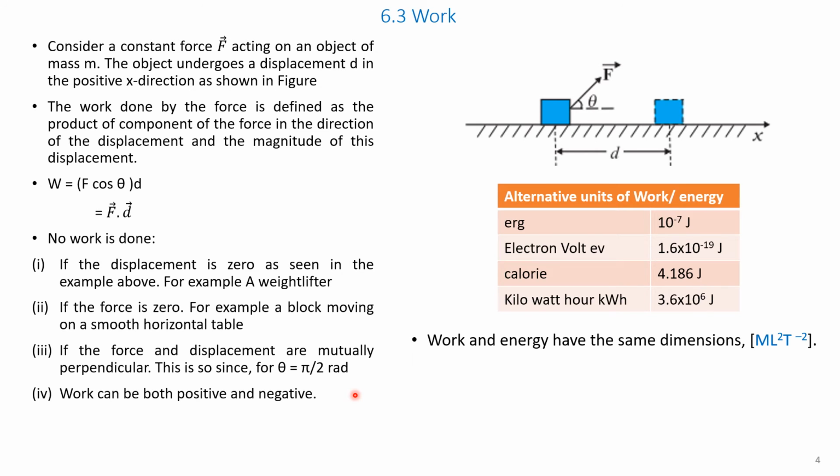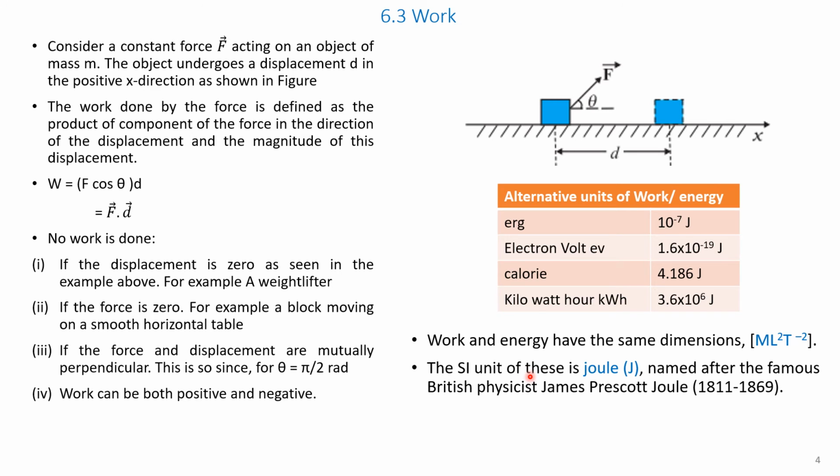The unit of work is joules. The SI unit of work is the joule, which is named after the famous British physicist James Prescott Joule, who lived between 1811 and 1869. There are other alternative units of work or energy. One alternative unit is the erg: 1 erg is equal to 10 to the power of minus 7 joules.